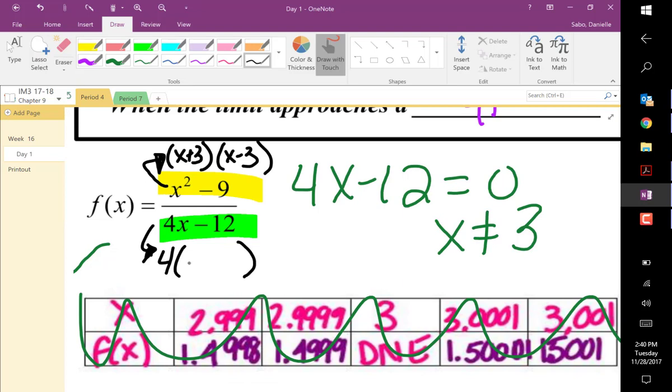What's 12 divided by 4? 3. Okay, so all I did was I factored the top and the bottom.